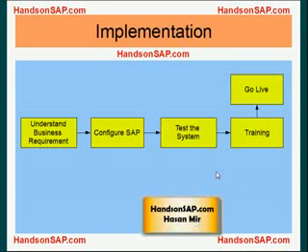In the last tutorial we discussed the implementation process. First, a functional consultant would try to understand the business requirement of the client, then the SAP system would be configured accordingly, then you would test the systems and end users would test the system, then you will train end users, and then the go live would take place where you will put the system in production.